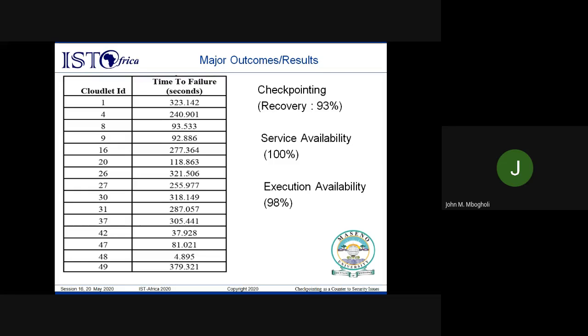This is, of course, due to cloudlet 48, which failed before the 5-second mark, and therefore it could not be recovered because no image was generated for it. However, for the rest, we were able to recover.